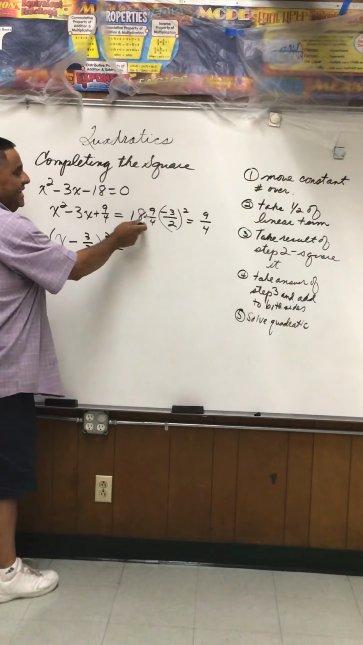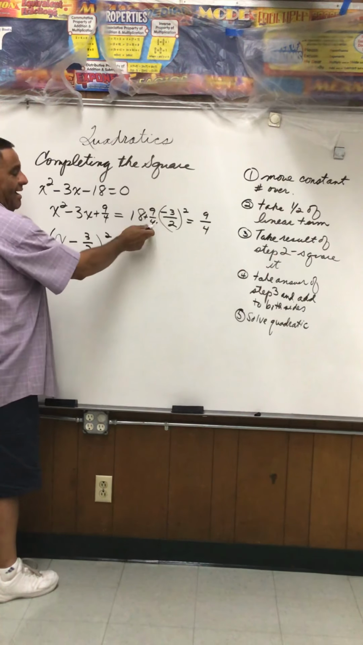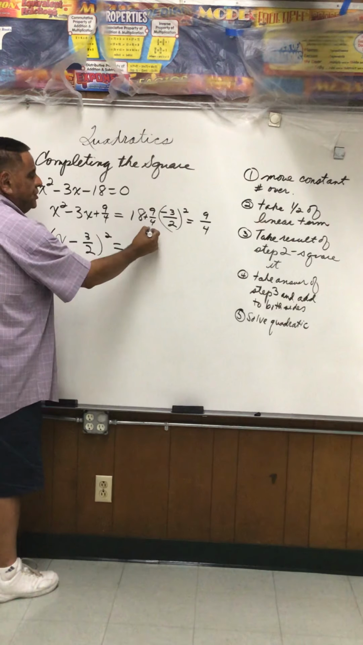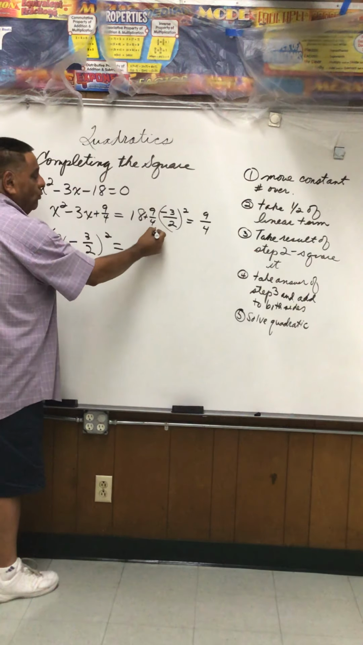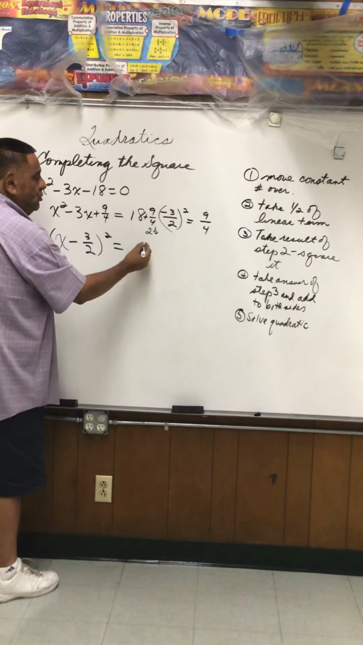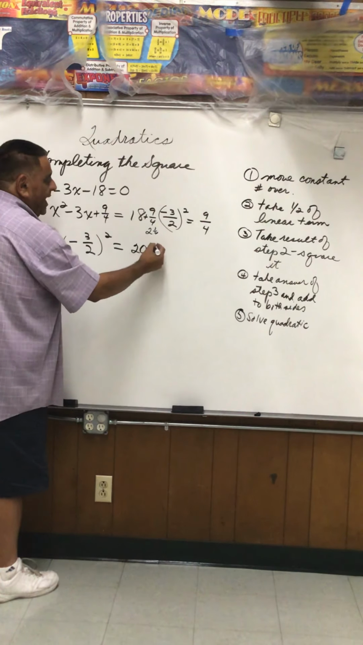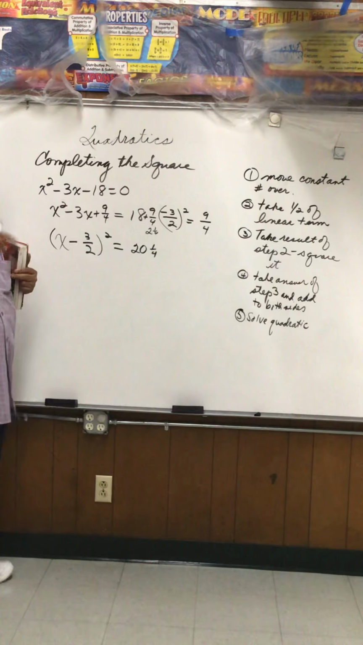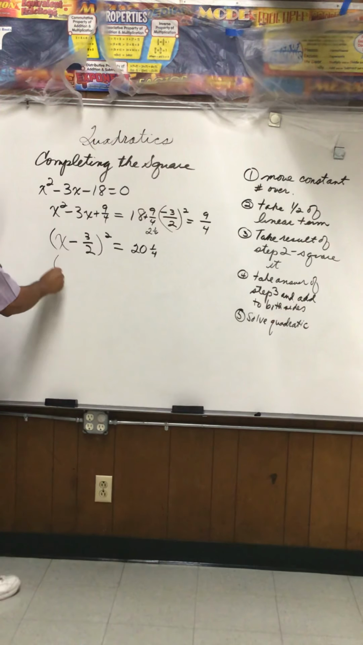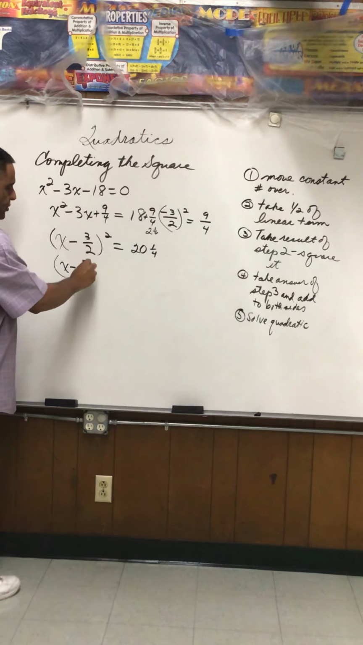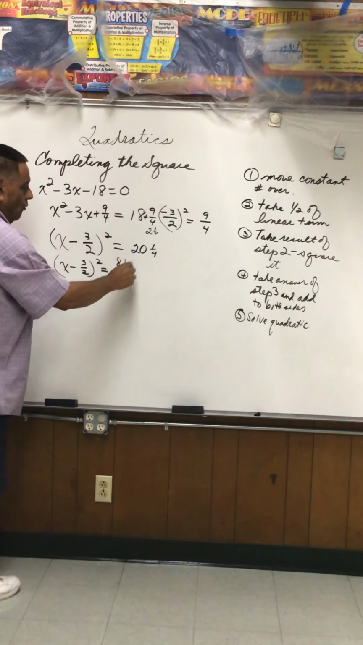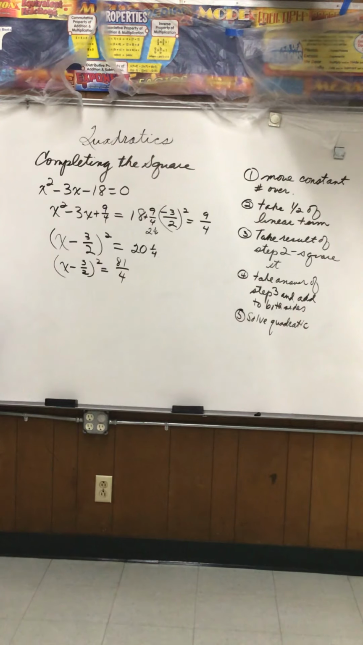And now we take 18 plus 9/4. Now you could also do one of two things. You could change this to 2 and 1/4. Now if we add 18 and 2 1/4, we get 20 and 1/4. I don't like that. I want to change this into an improper fraction, and you'll see why in a few seconds. x minus 3/2 quantity squared is equal to 81/4. You see why?